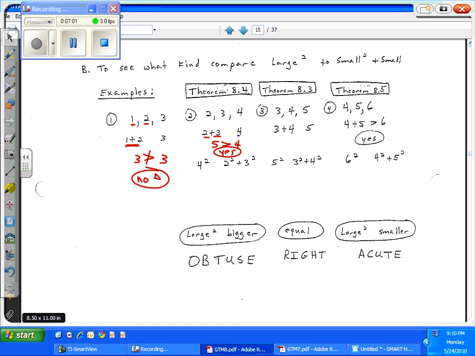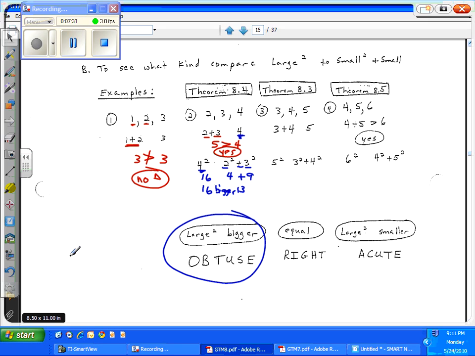To see what kind it is, we compare the square of the larger side to the sum of the squares of the smaller two. 4 squared is 16. 2 squared is 4. 3 squared is 9. 4 plus 9 is 13. The square of the longer side is bigger, greater than the sum of the squares of the other two sides, so it is an obtuse triangle.